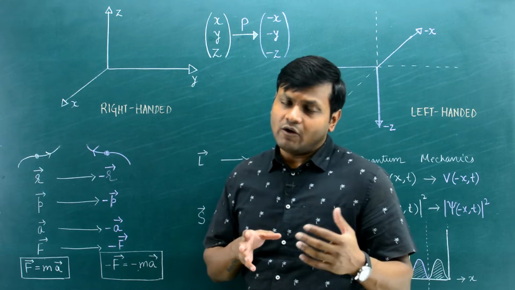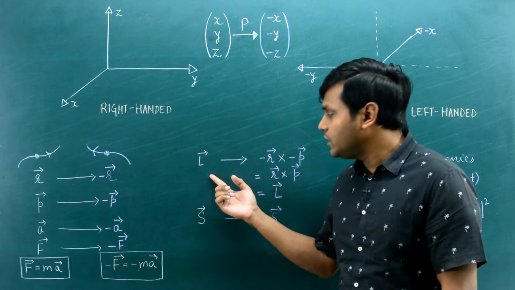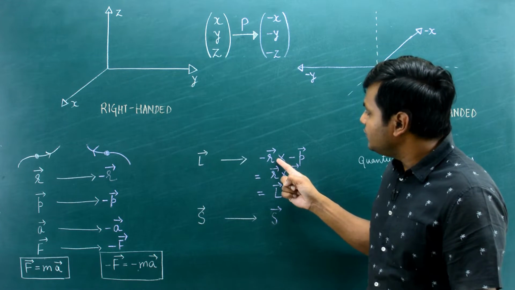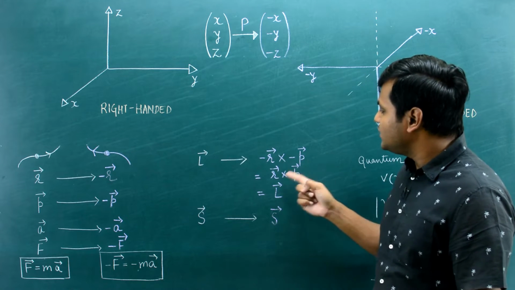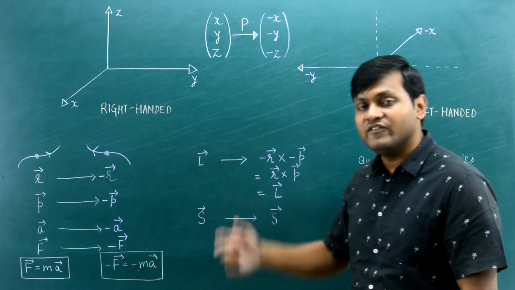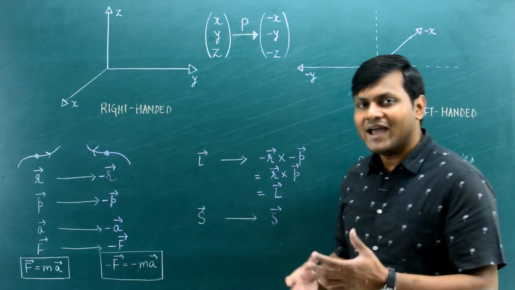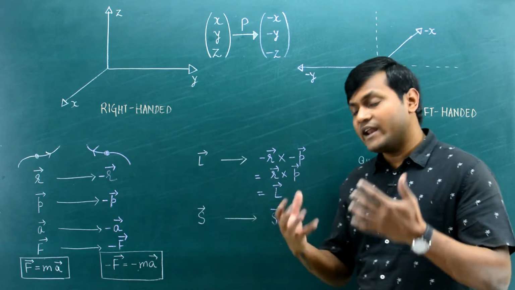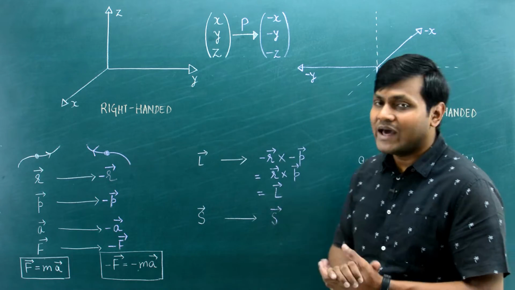Some physical quantities, however, do not experience a change in sign or direction. For example, angular momentum. Angular momentum is nothing but the position vector cross the linear momentum. So minus r cross minus p is nothing but r cross p, which is L. So the direction of the angular momentum remains the same even under a parity transformation. In the same sense, when we talk about spin angular momentum of quantum particles, even the direction of spin angular momenta will not undergo a change in direction under a parity transformation.